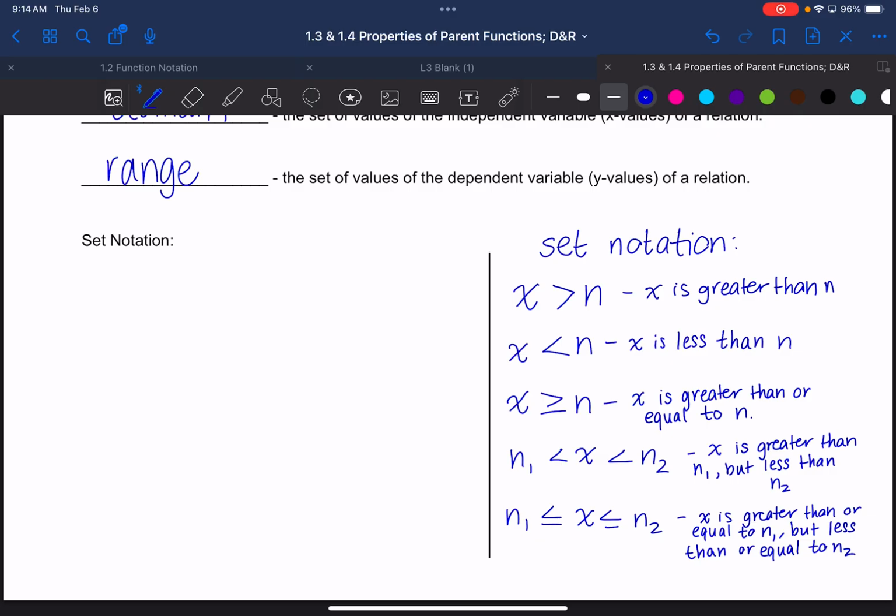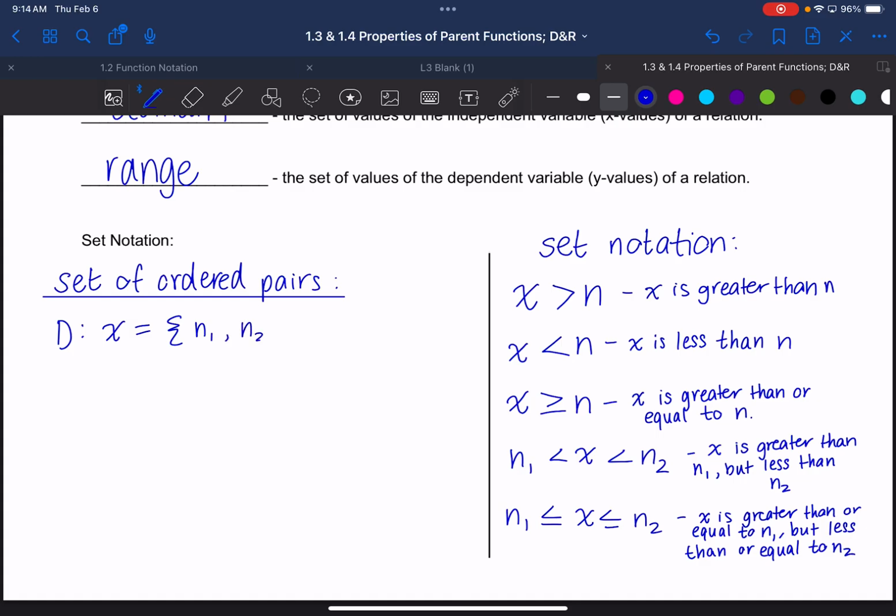But for example, if you've got a set of ordered pairs or coordinate points, then you're going to describe your domain and range like this: my domain is x equals, and then you're going to use these fancy brackets and list each number. You'd say x1, x2, x3, x4, and you're going to list all of the x values that are in it. If you're given a set of 5 coordinate points, you're going to list all 5 x values in ascending order.